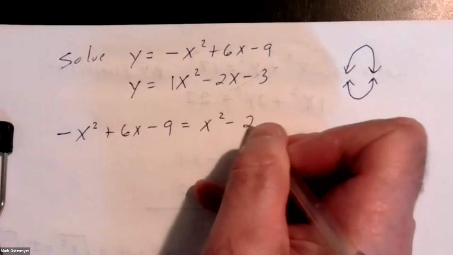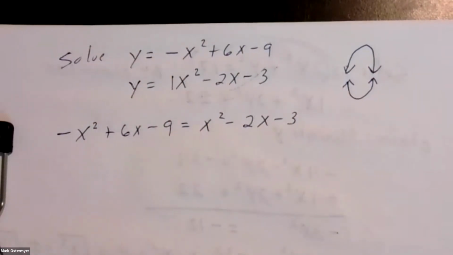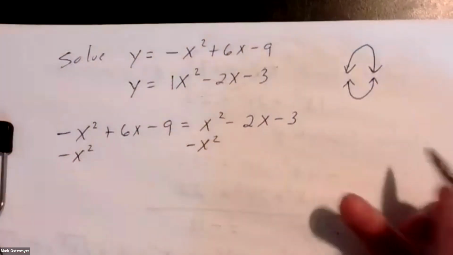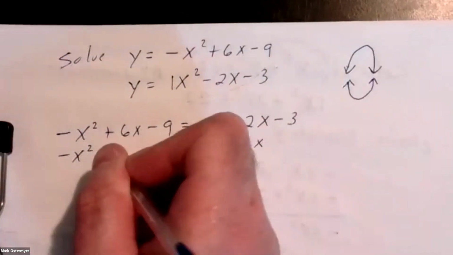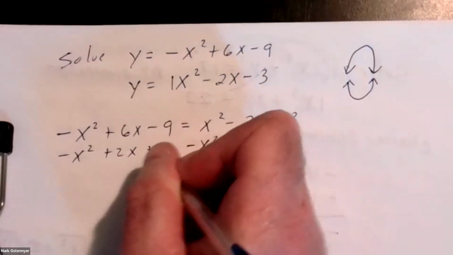Now, what I'm really having to deal with is solving a quadratic equation for x. To do that, we usually like to zero these equations out. So I'm going to drag everything over to the left side of my equation. I'm going to subtract x squared from both sides, add 2x to both sides, and add 3 to both sides.